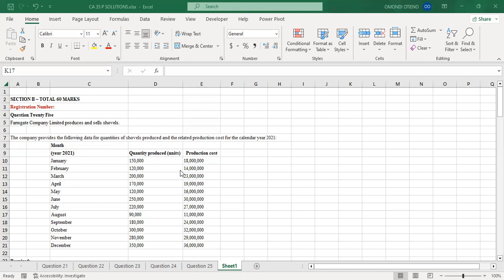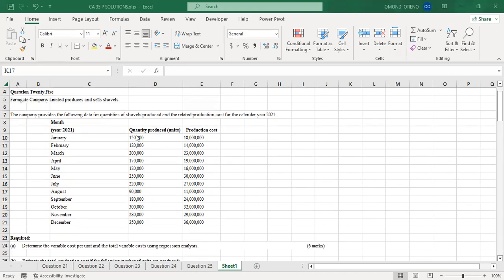So let's look at question 25 and see what was required. Question 25: Farmgate Company Limited produces and sells shovels. The company provides the following data: quantities of shovels produced and related production costs for the calendar year 2021. So as you can see, we've been given the month's quantity produced in units and the production costs.